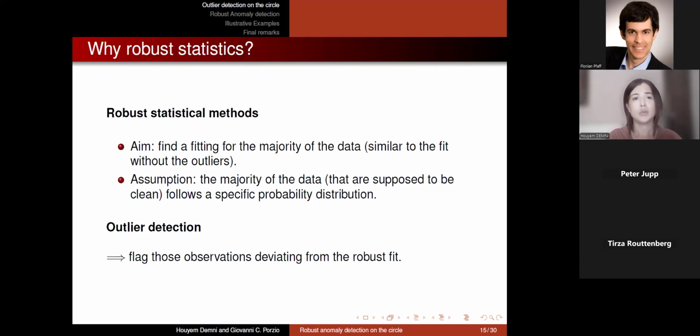So why do we need robust statistics? Robust statistical methods aim to find the fit for the majority of the data, which is similar to the fit without the outliers, under the assumption that the majority of the data, which are supposed to be clean, follows a specific probability distribution. And then we can use them in outlier detection to flag those observations that deviate from the robust fit.